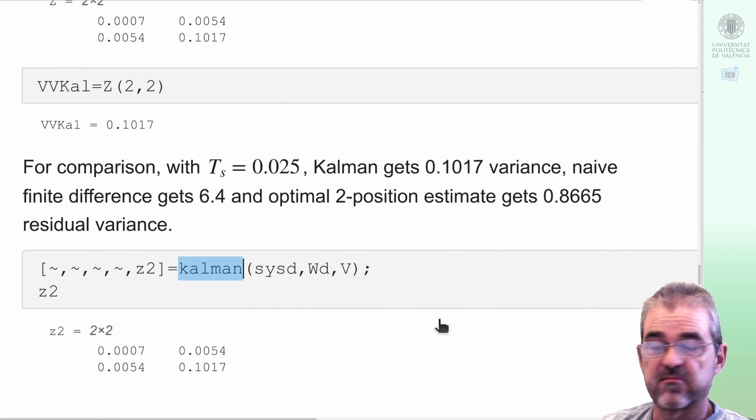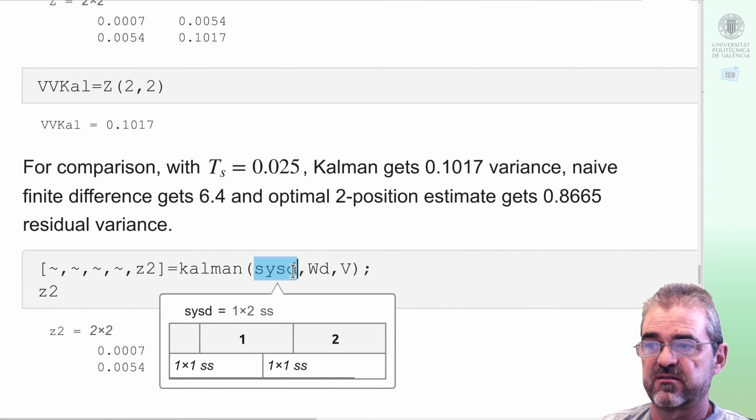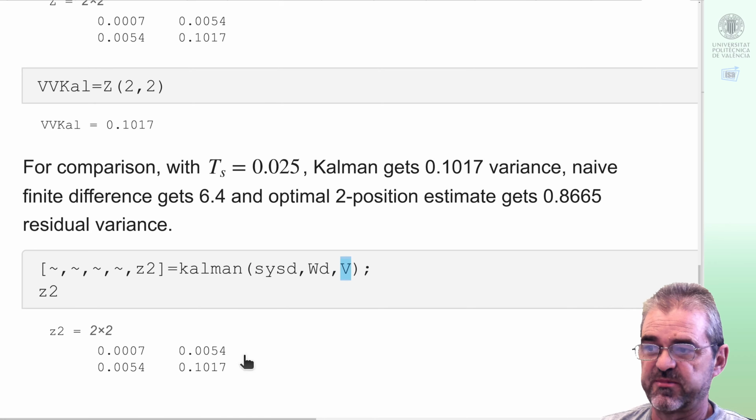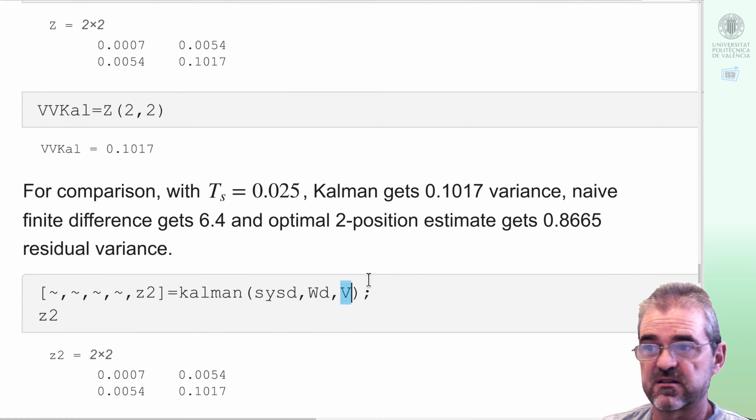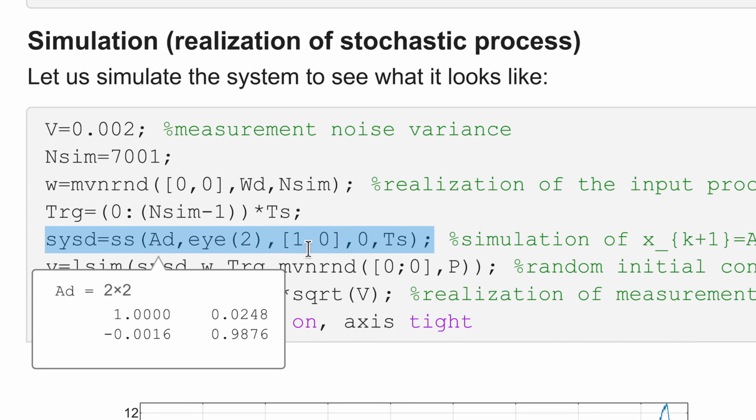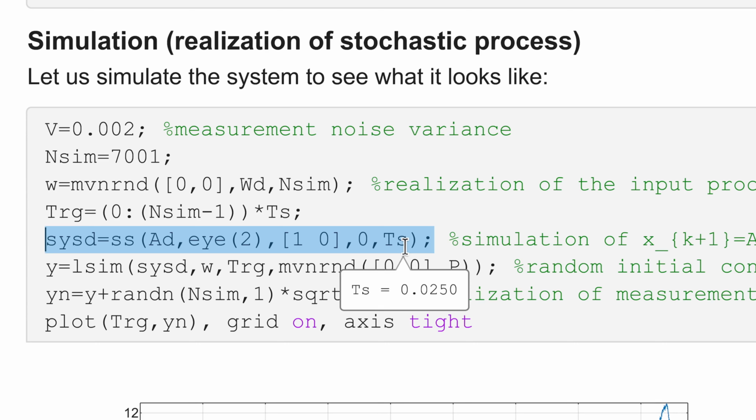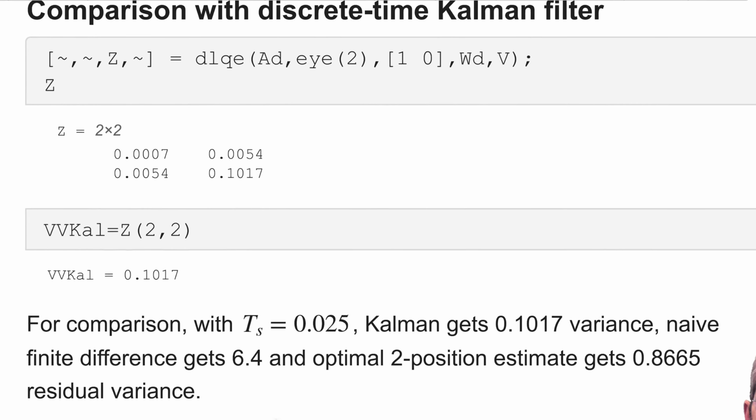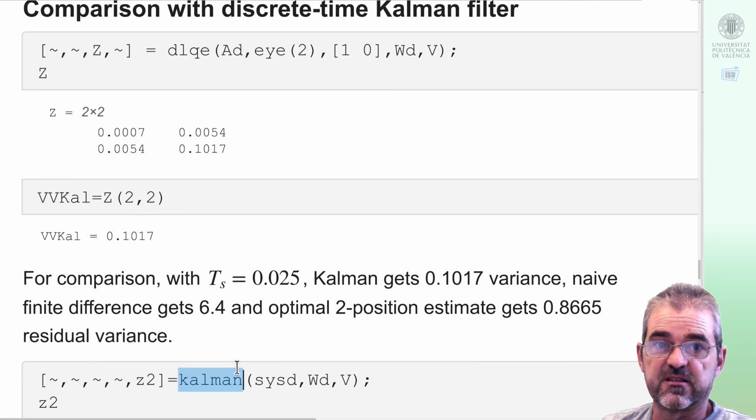The kalman command, in which I insert a control system toolbox object sysd and the process noise and measurement noise variances, just obtains the same covariance matrix as here, and this sysd is the one I used for simulation. In here, the discretization of my continuous time system with the same matrices I was discussing when explaining the DLQE command. And okay, it seems that kalman is sort of favored in latest versions of the documentation, but okay, they do exactly the same.